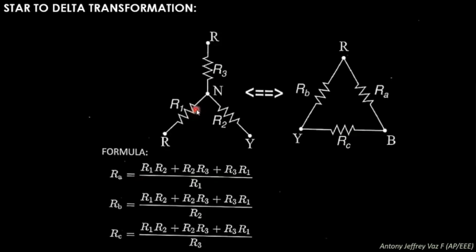Here, in the given problem, they will give you values. You need to convert these values into delta. To do this, to find RA will be equivalent to R1, R2 plus R2, R3 plus R3, R1 divided by R1 is the formula. You just note this thing as it is in your notebook.